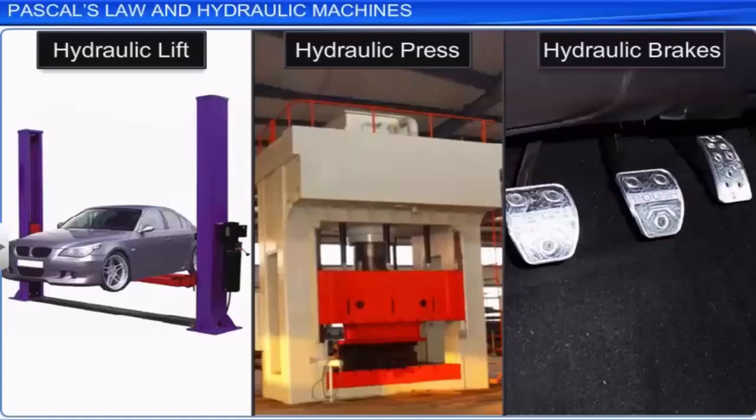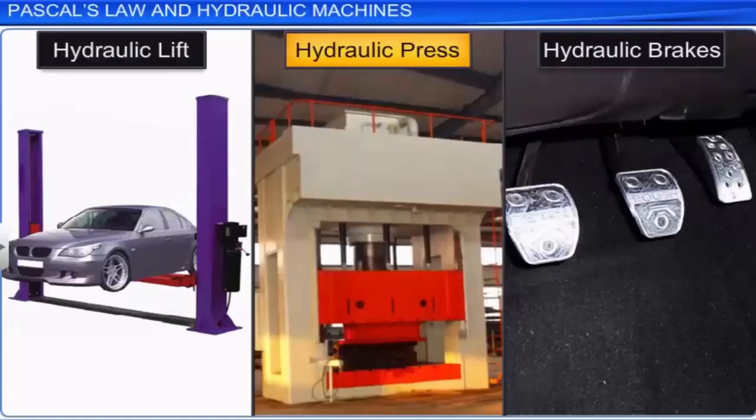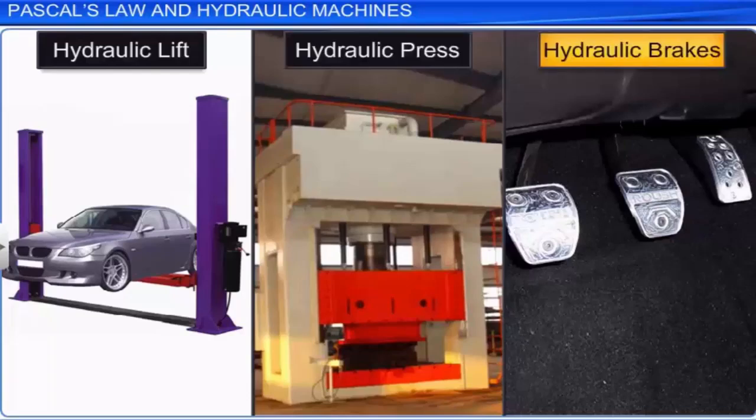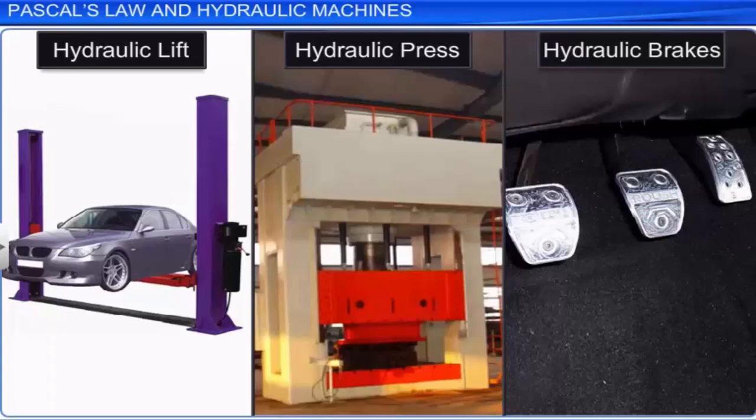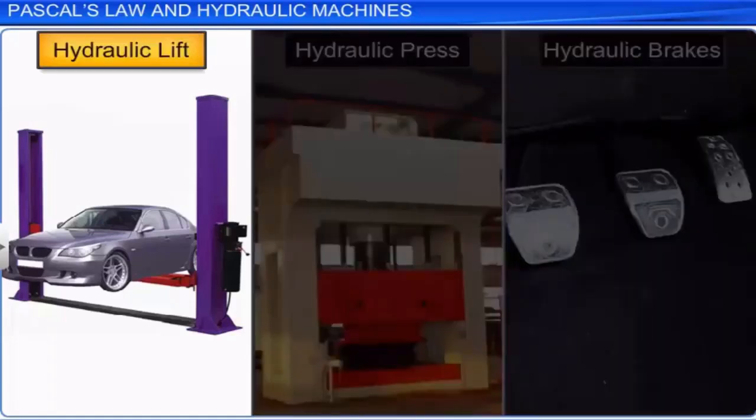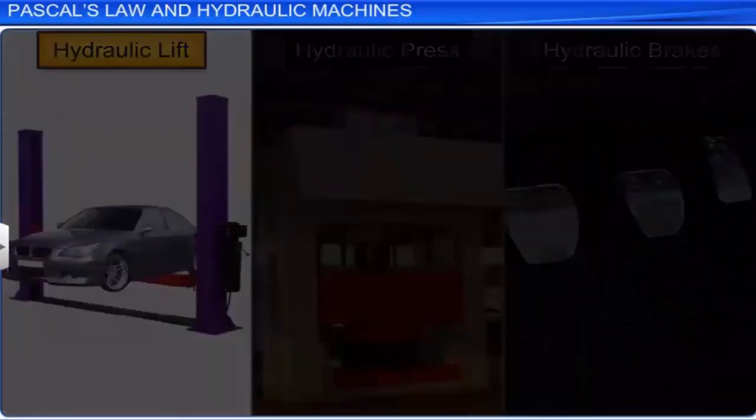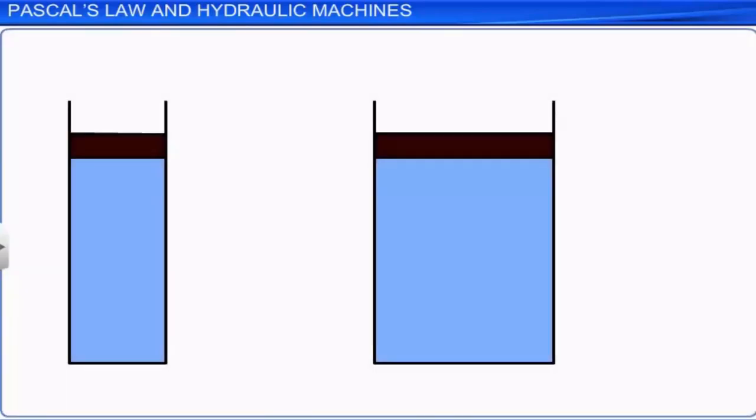A number of devices such as a hydraulic lift, hydraulic press and hydraulic brakes work according to this law. Let us look at each of them in detail. A hydraulic lift is used to lift or support heavy objects. It consists of two cylinders fitted with airtight pistons of varying cross-sectional areas. The two cylinders are connected to each other with a horizontal pipe, where the container is filled with an incompressible liquid. The load to be lifted is placed on the piston of larger cross-sectional area.